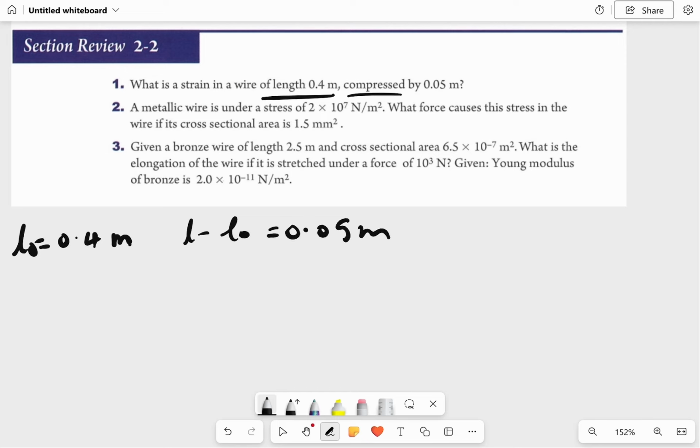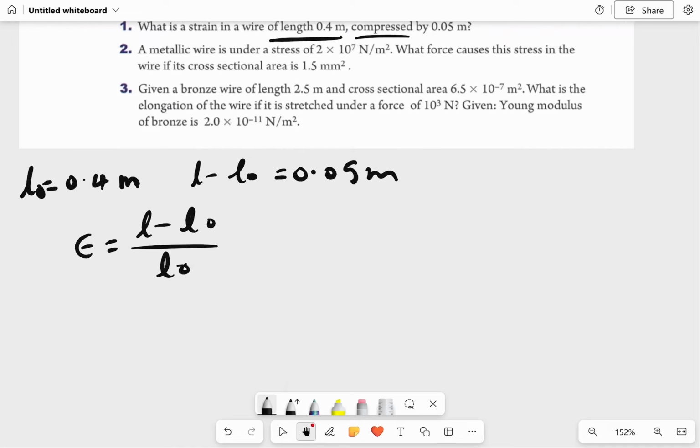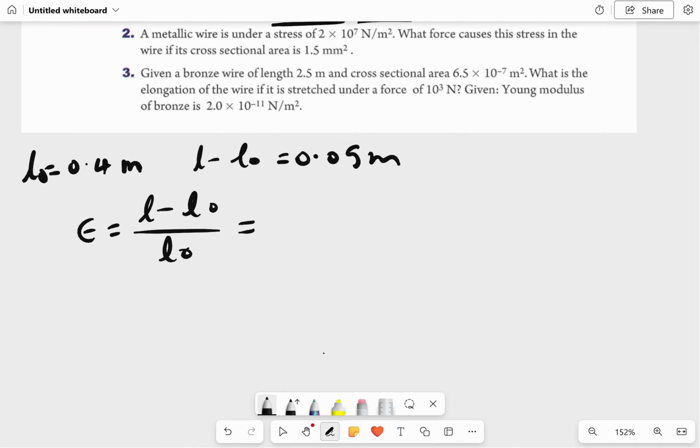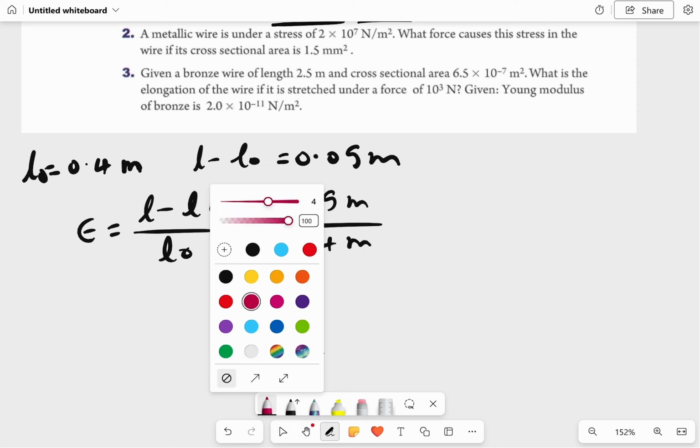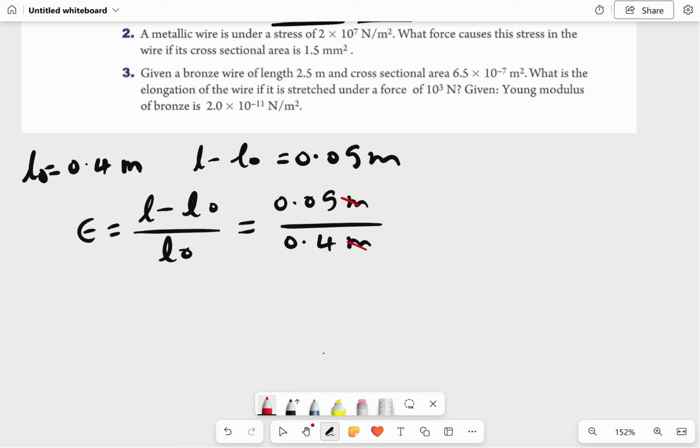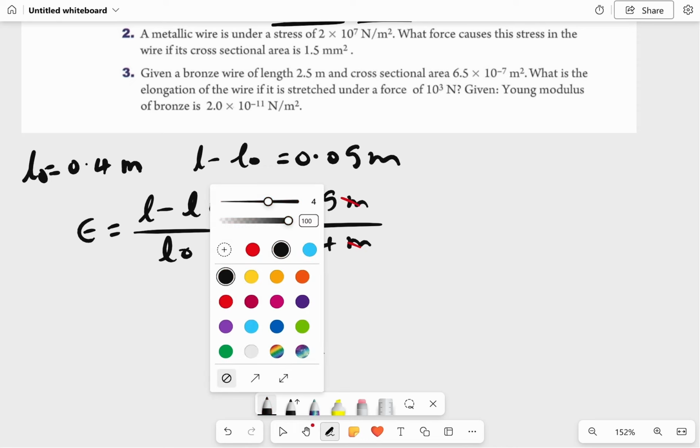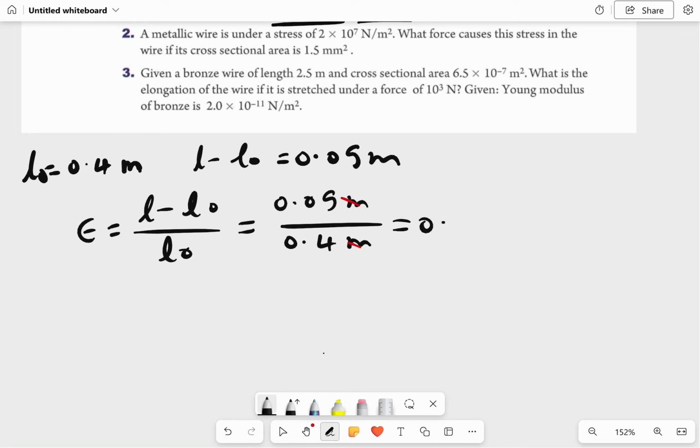It says calculate strain. It's very easy. Strain is equal to elongation divided by initial length. Okay, then you have 0.05 meter divided by 0.4 meter. Meters cancel, remember, always. Meters cancel, and you don't have any unit. This will be 0.125. This is the amount of strain. Question 2. This is question 1.